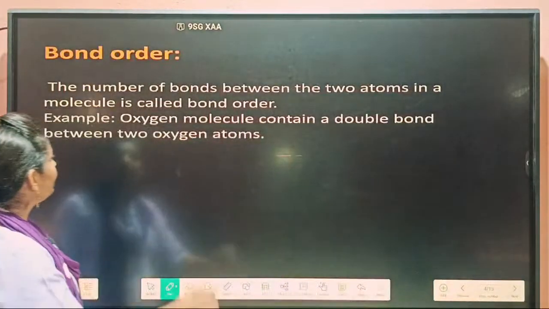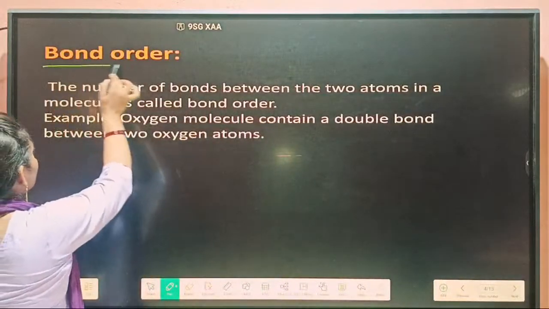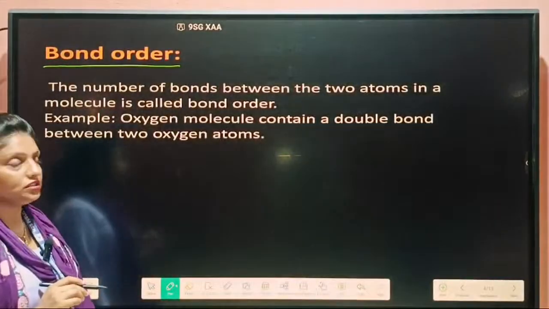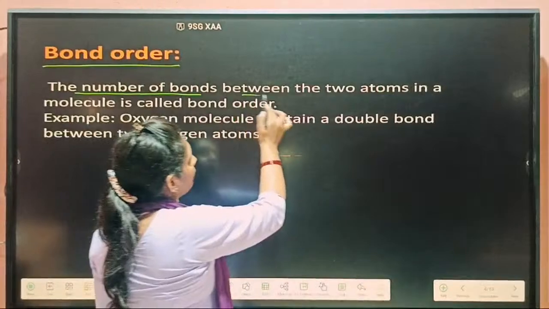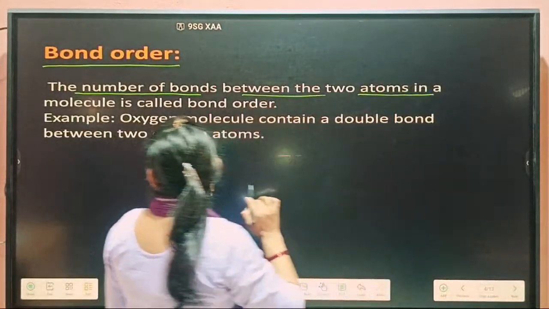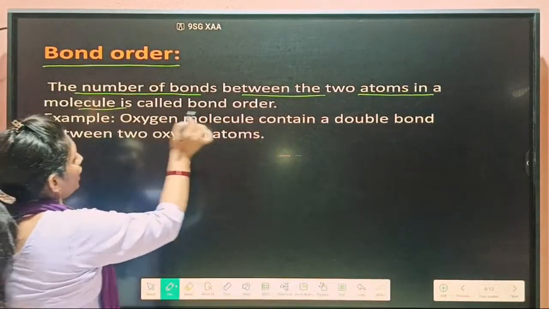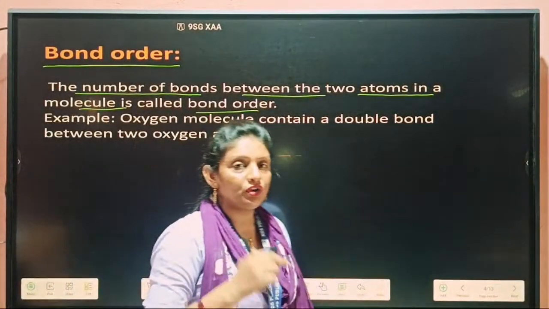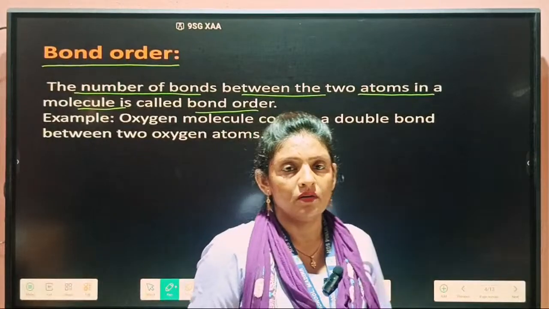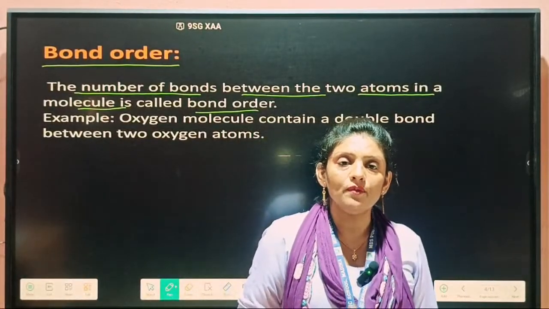Then students, our third parameter is bond order. The number of the bonds between the two atoms in a molecule is called the bond order. Means how many bonds are formed between two elements, that is known as the bond order.